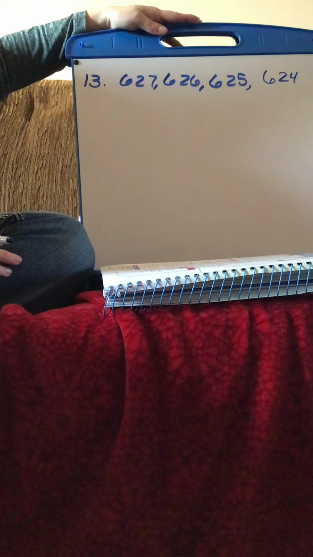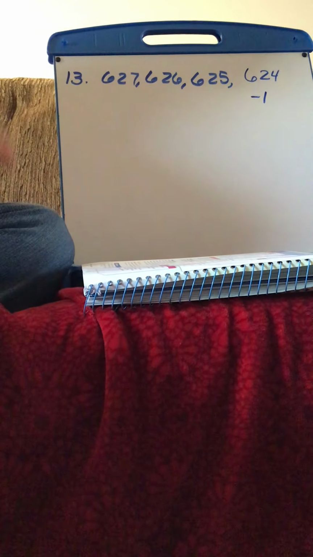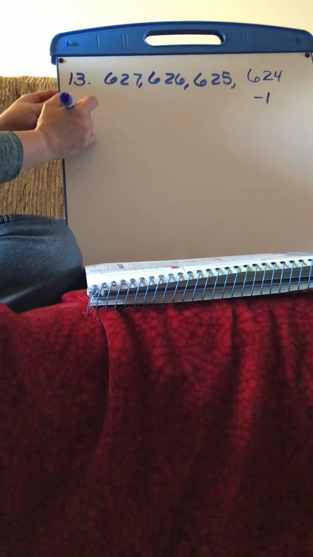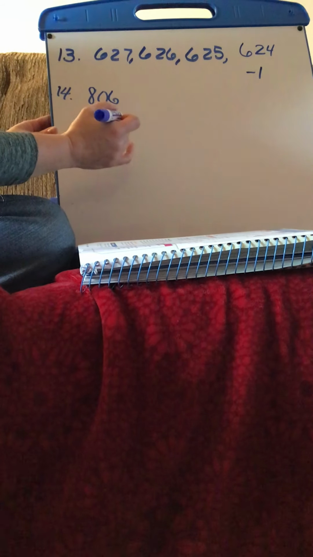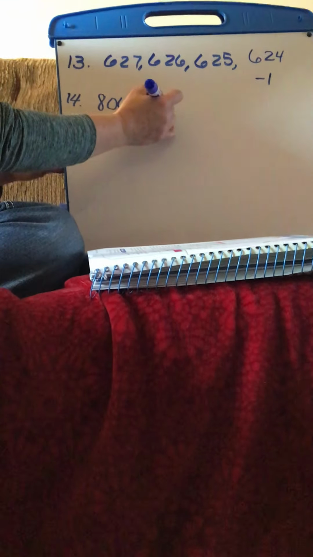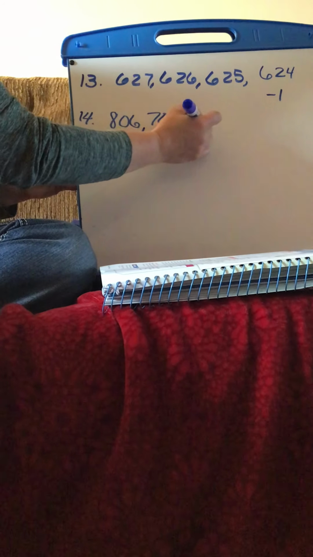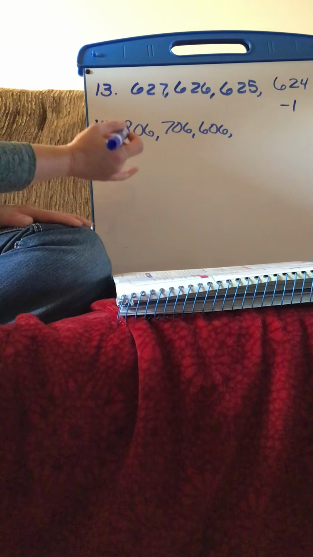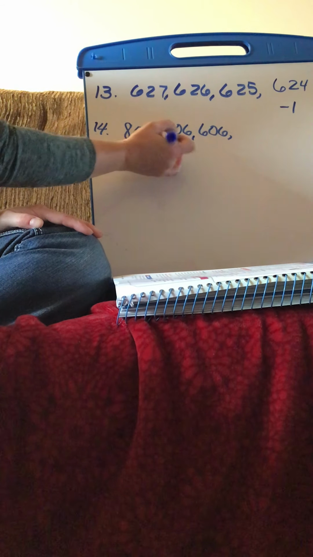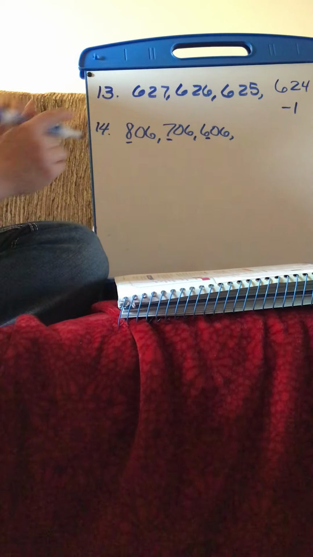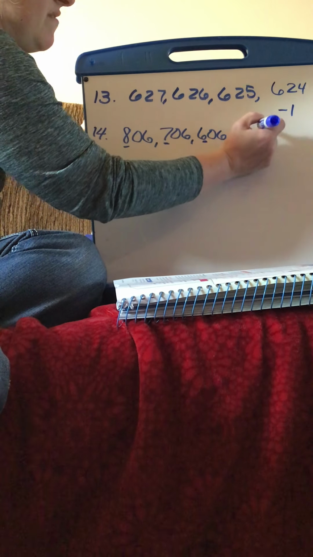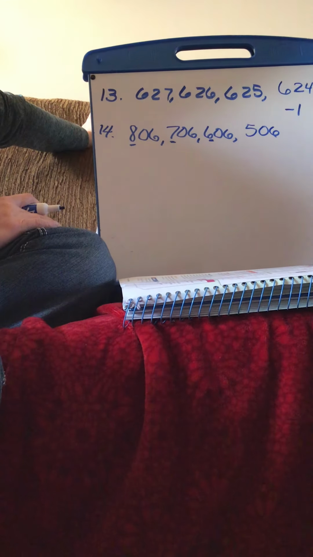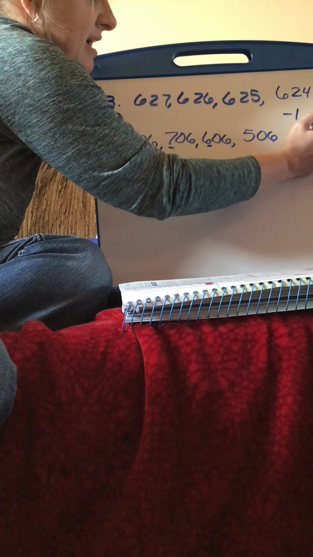And they want to know what the pattern is. The pattern would be, we're counting by a -1. Okay? Number 14, we have 806. We have 706. We have 606. And now we have to come up with the next number. Well, the number that's changing, we have the 8, the 7, the 6. It would be 506. And what are we counting by? Well, we're going back, so subtract 100.